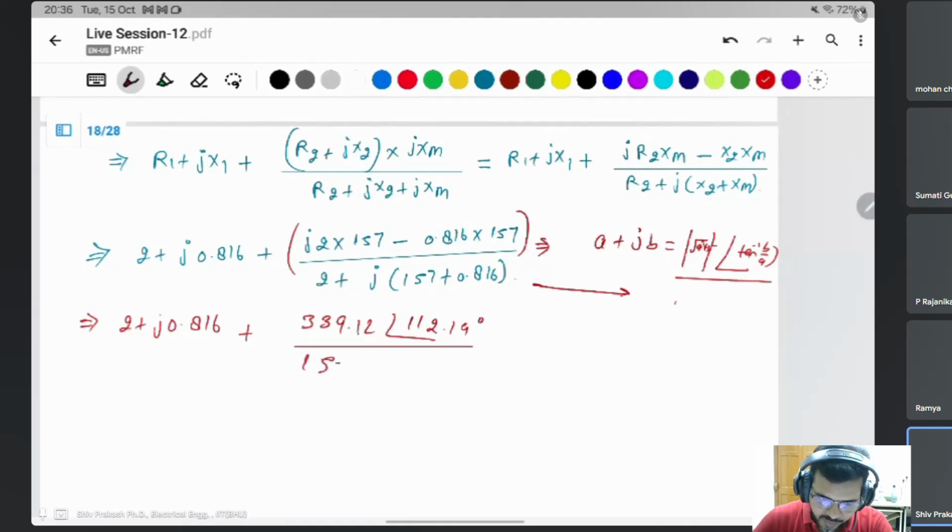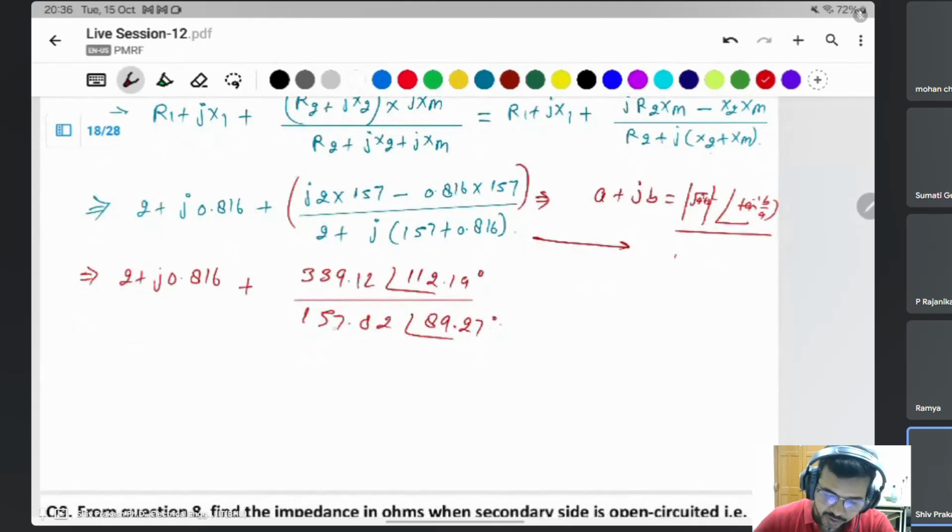This will be 157.82 at an angle of 89 degrees. So simply divide by this one and subtract the angle. 2 plus j 0.816 plus 339.12 divided by 157.82. Again it will be 2.148 at an angle of 112.19 minus 89.27.